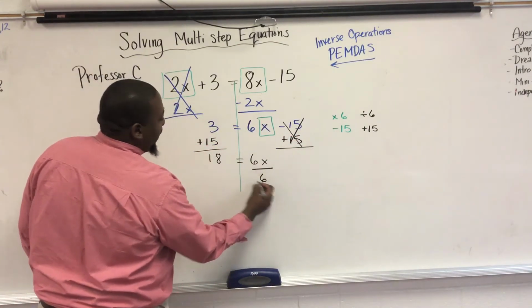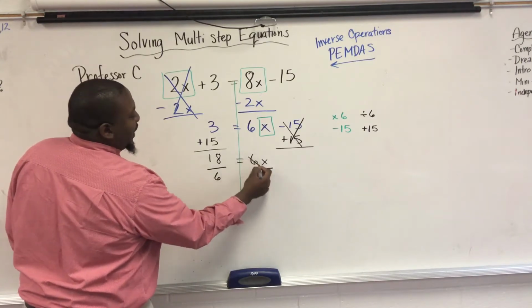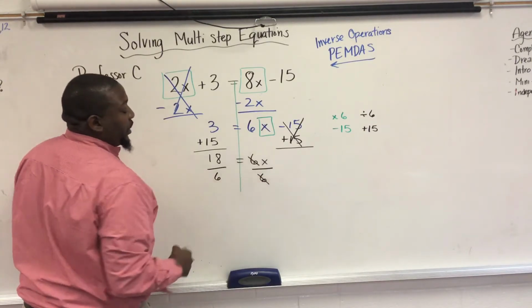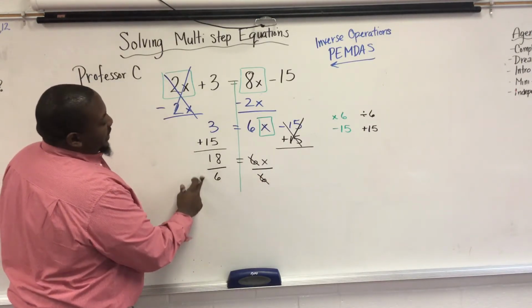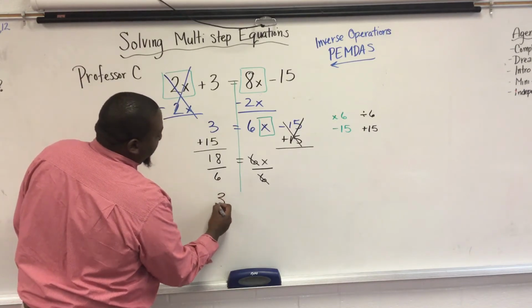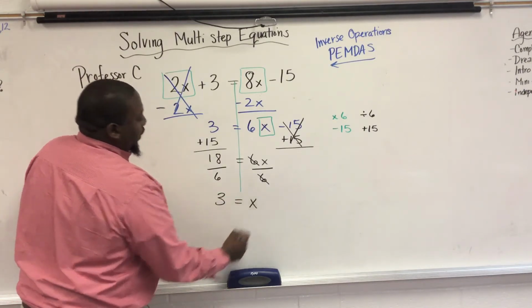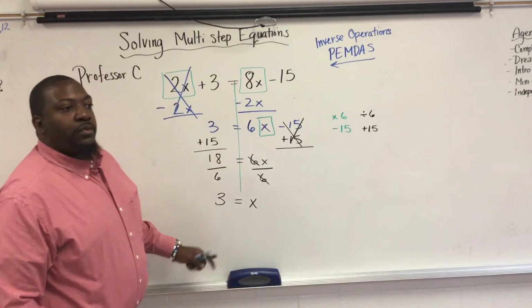Okay, 6 divided by 6 should cancel out. 18 divided by 6 is 3. So x is equal to 3. Okay.